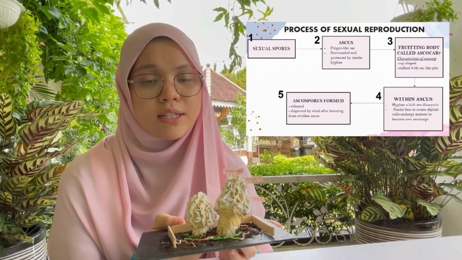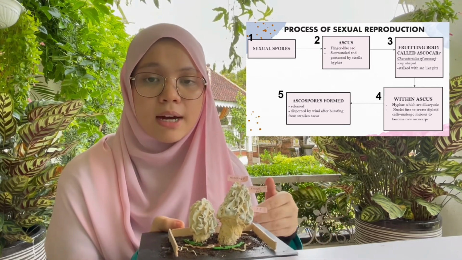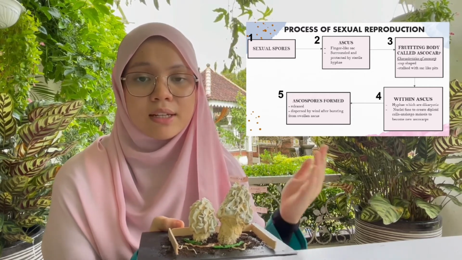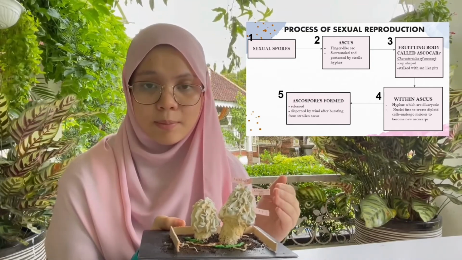In the process of sexual reproduction in Ascomycota, firstly, the sac fungi will reproduce sexually by producing asci. An ascus is a finger-like sac, and it is protected by sterile hyphae.